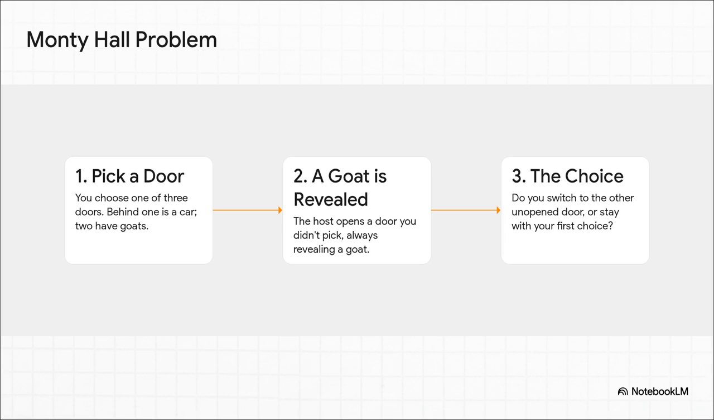The setup is so simple. You pick one of 3 doors. Behind one door, there's a brand new car. Behind the other 2, there are goats. Now the host, who knows where the car is, opens one of the doors you didn't pick to show you a goat. And then he asks you, do you want to stick with your original door, or do you want to switch to the other closed door?